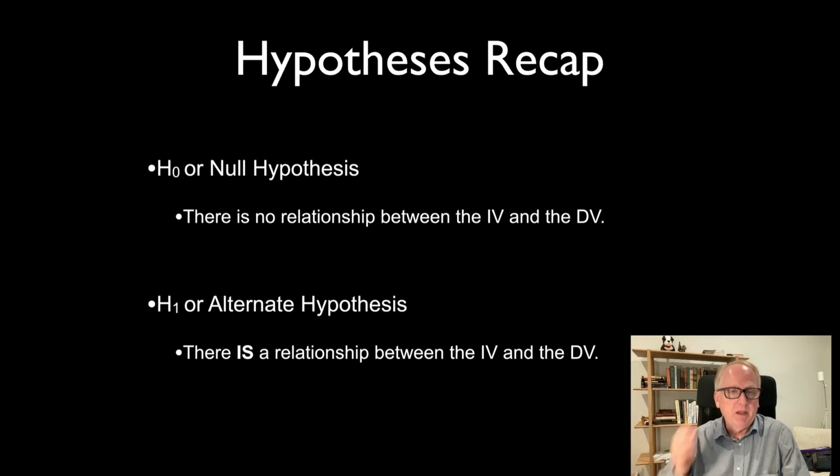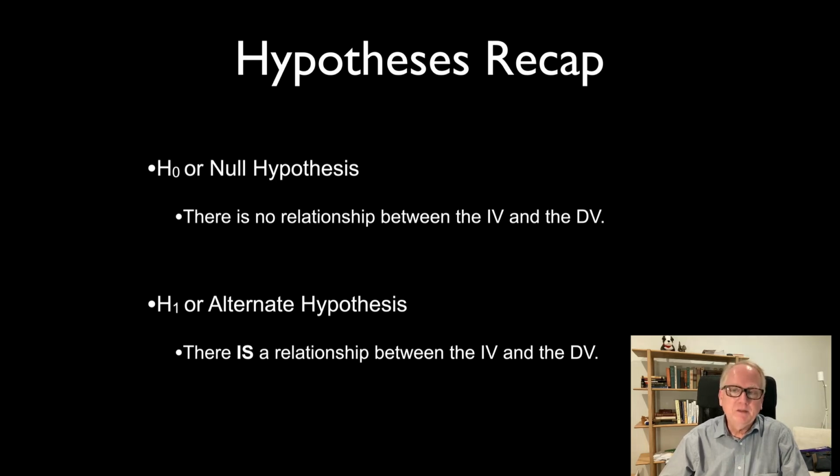And then the alternative hypothesis, or a research hypothesis that we're hoping to show, is that there is a relationship between the independent and the dependent variable. Now, those statements that I have there are really clearly for experiments, right? Because experiments are the only ones that truly have an independent variable and a dependent variable.